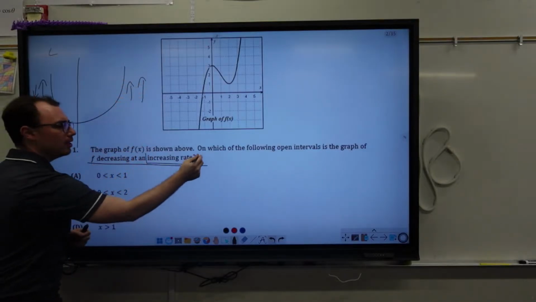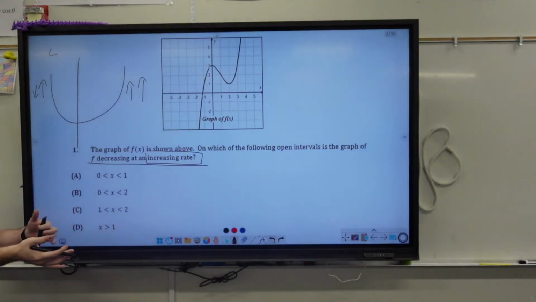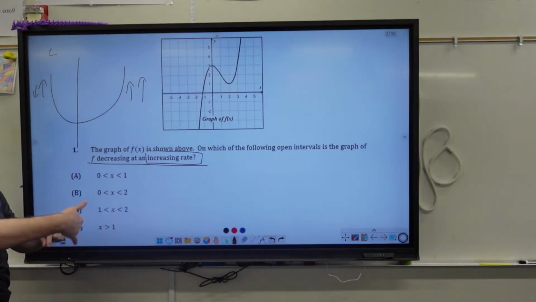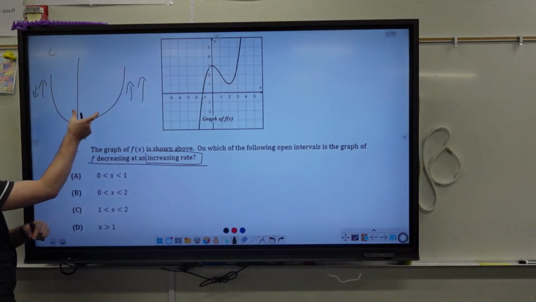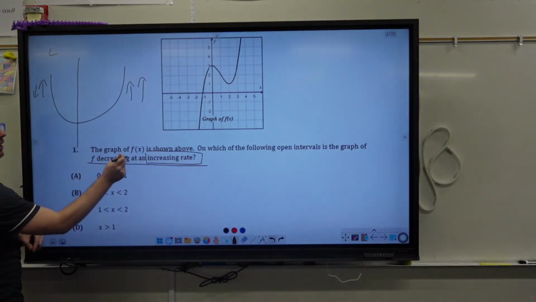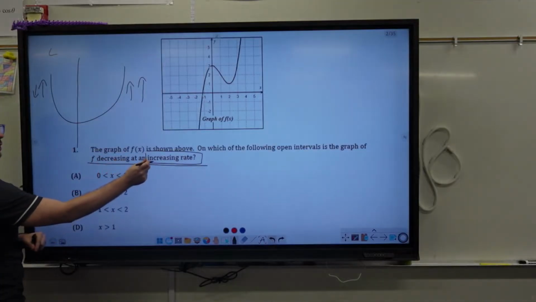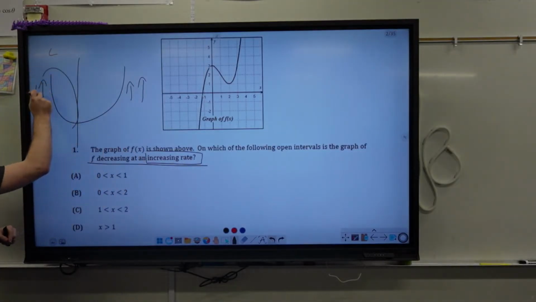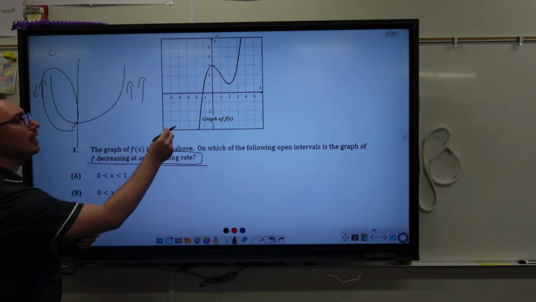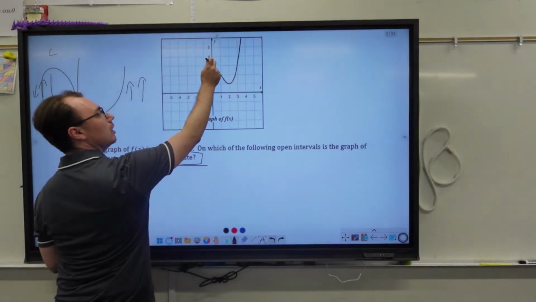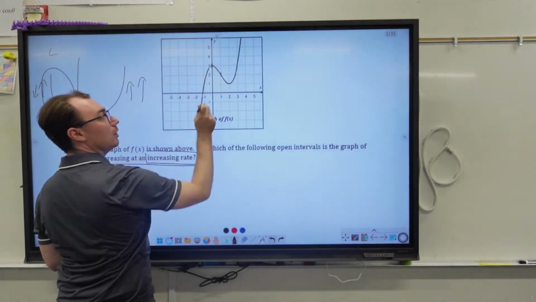Since the rate of change in this second one is increasing, we know we're dealing with a concave up kind of section. Since it's a decreasing graph at an increasing rate, we're trying to find something that looks like this in our f of x graph. The only section of the graph that looks like it is decreasing at this increasing rate is between this value here and this value here.